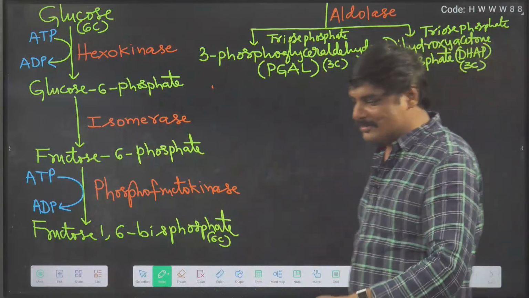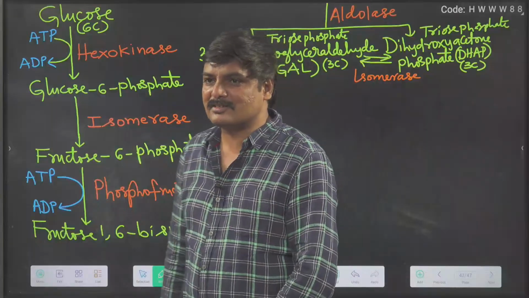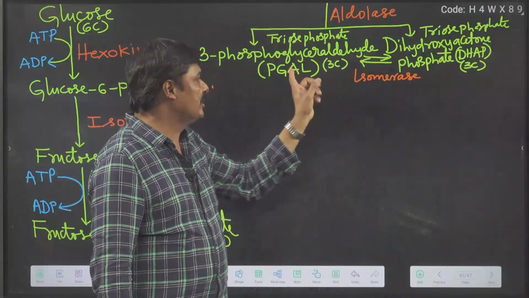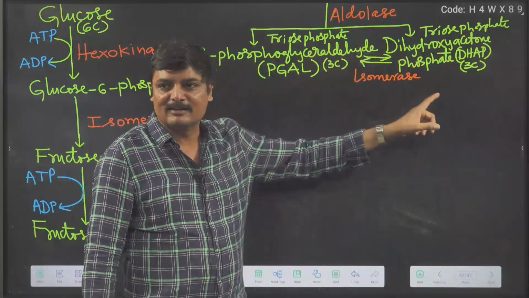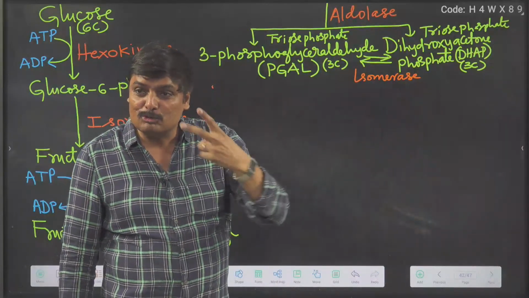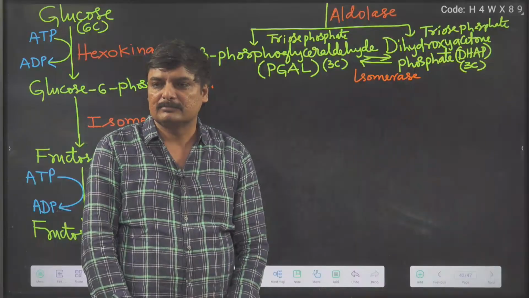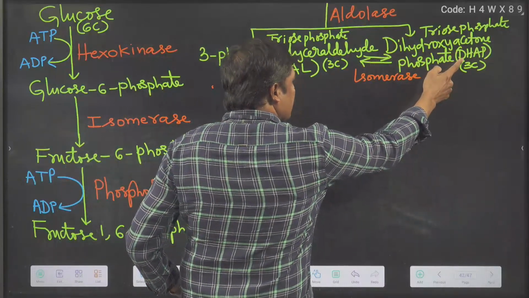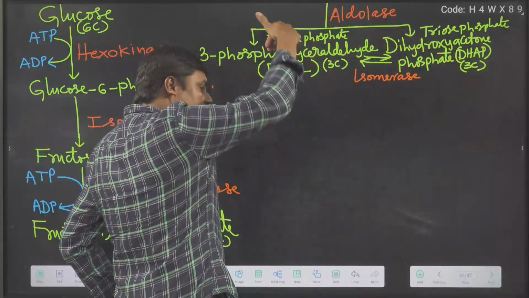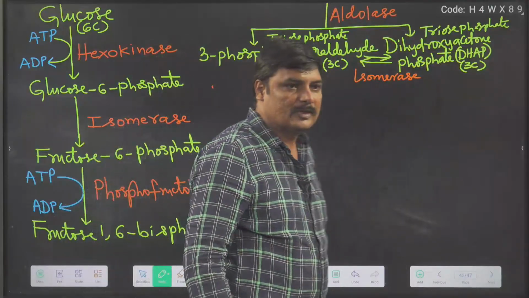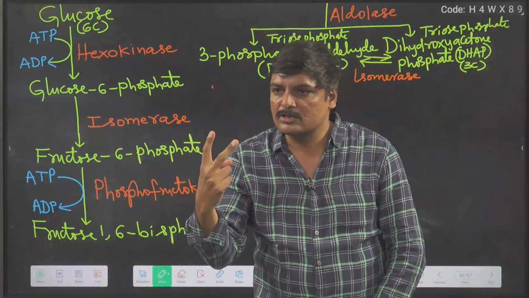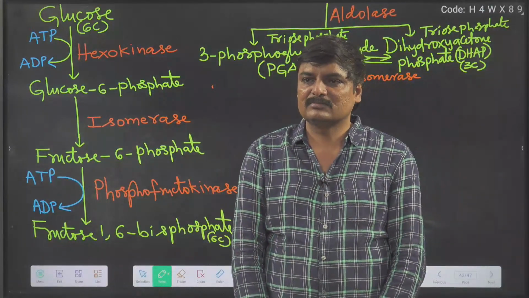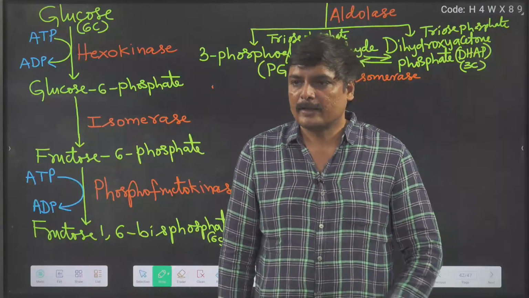Next onwards, you should be very meticulous because 2 compounds are produced here. 2 molecules are obtained. So you have to count 2 in every step because DHAP is converted into PGAL and then continues the further reaction. That means from here onwards 2 molecules are involved. Am I right? Yes.